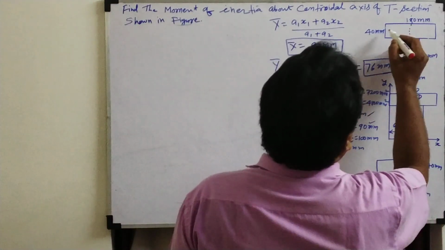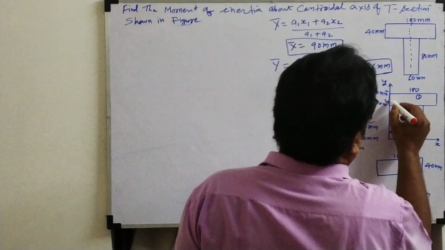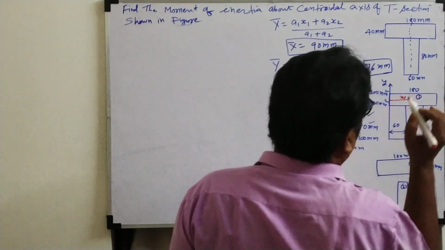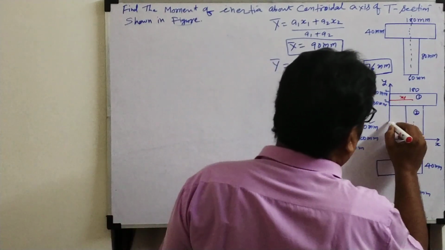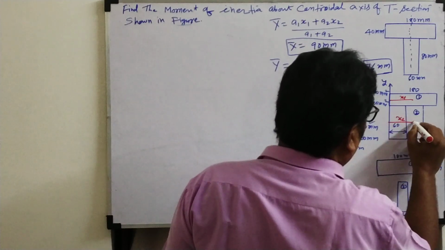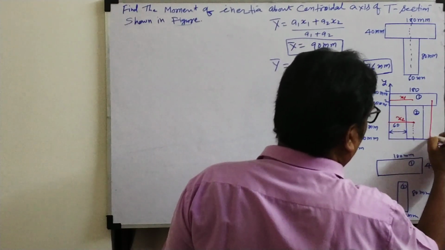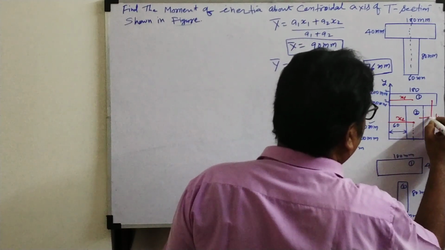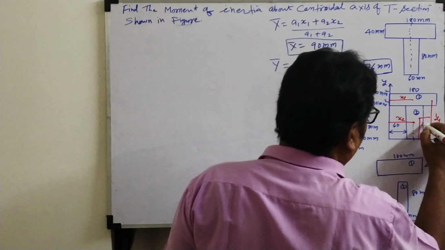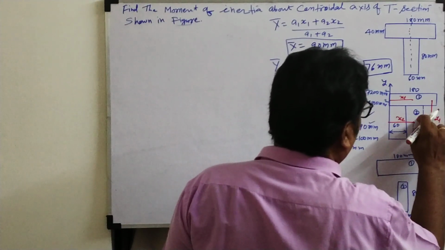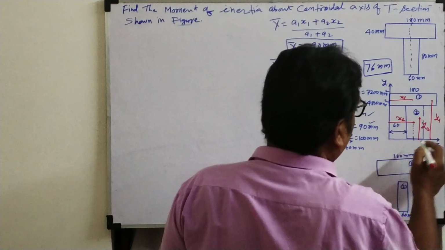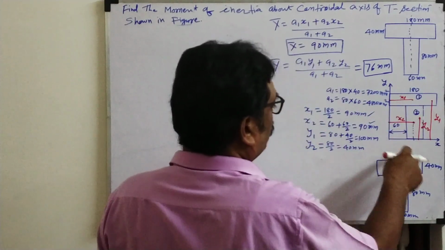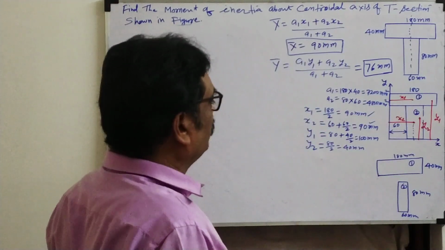x1 I will represent here. Okay, here x1 is the individual section's center of gravity. Now x2, y1, then y2. This is x1, x2, y1, y2. Now what is the final center of gravity?